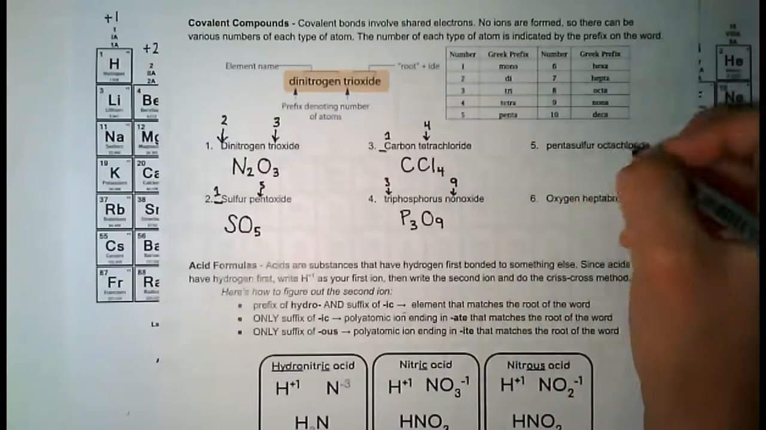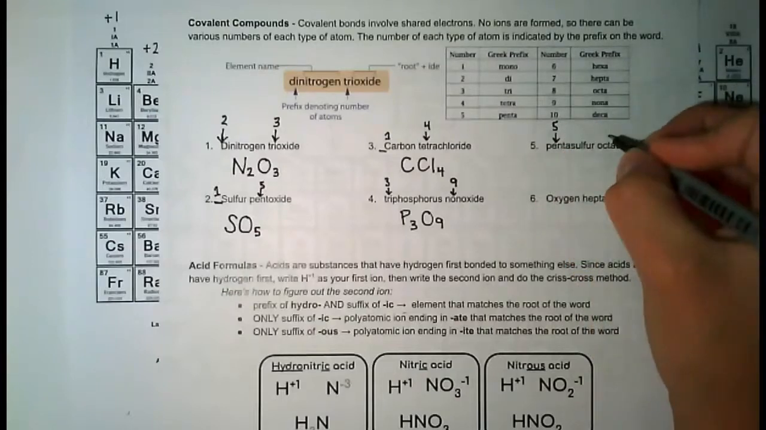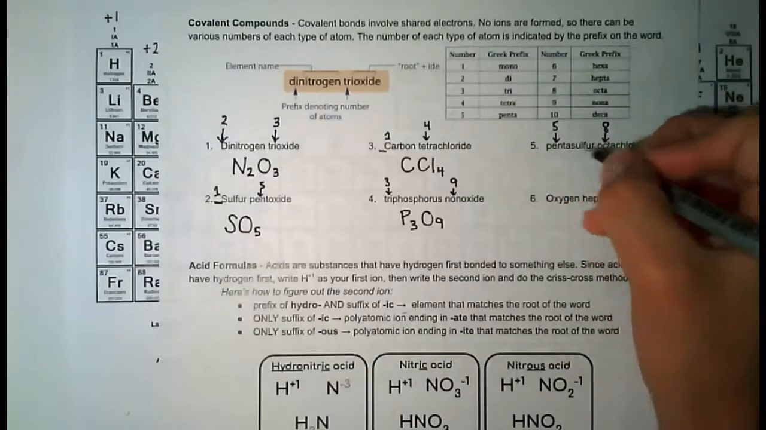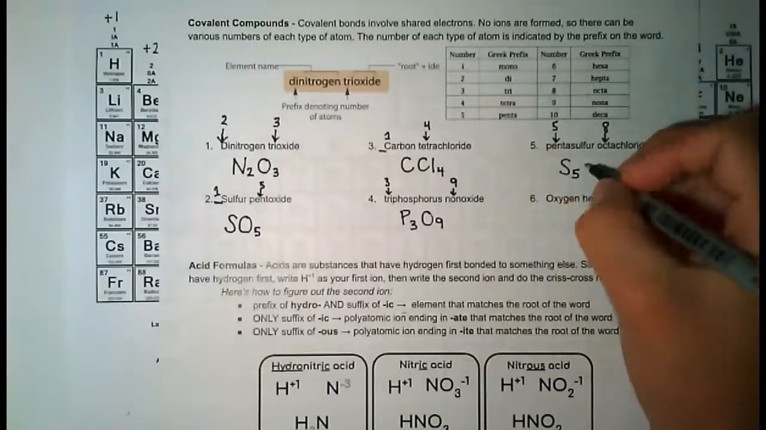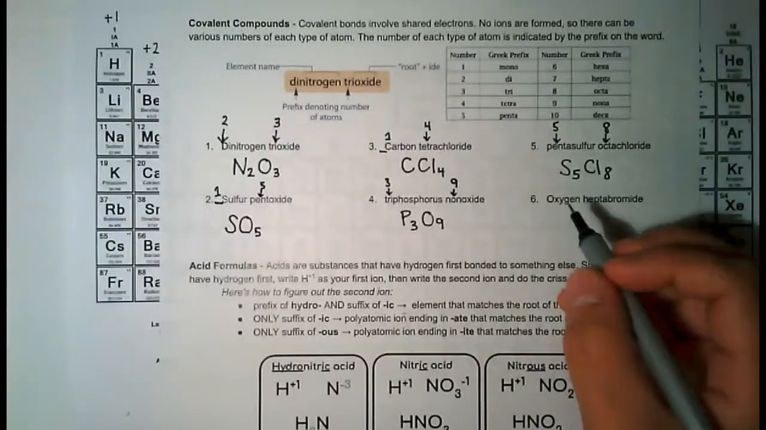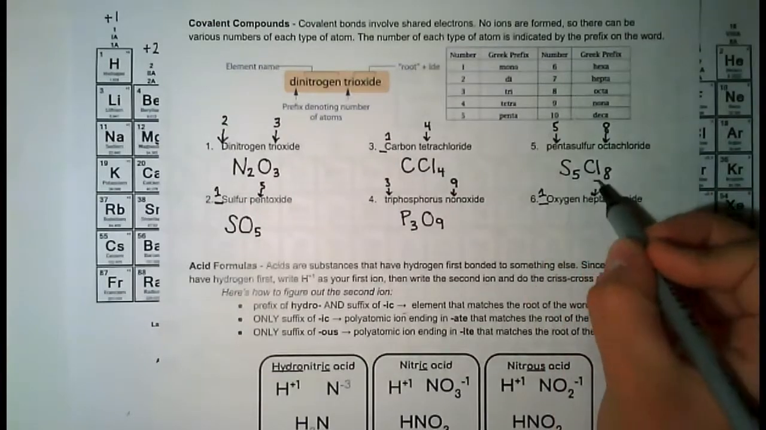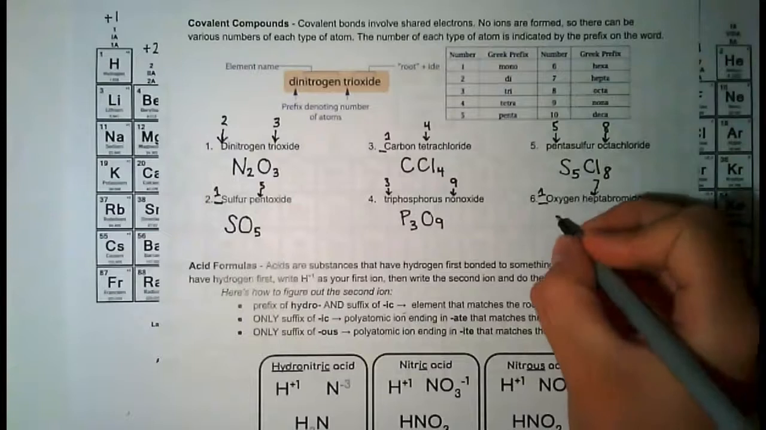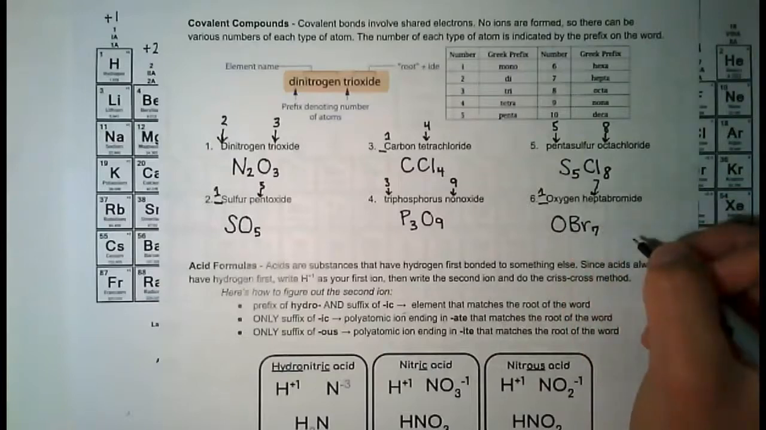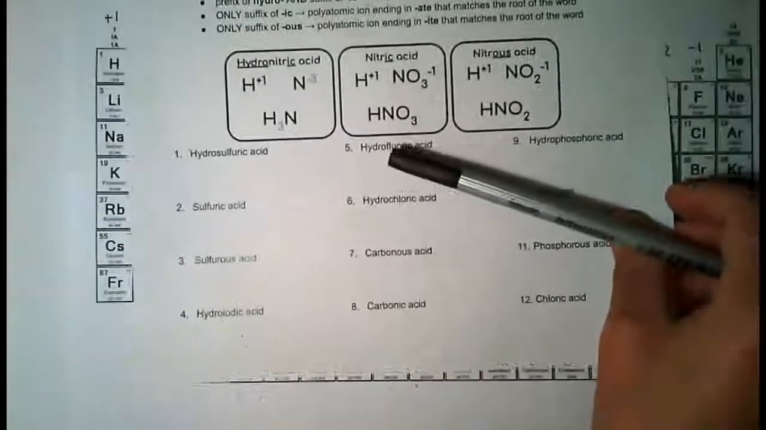Then we have pentasulfur octachloride. Pentasulfur, penta meaning 5, octa, of course, meaning 8. Think about an octopus. Pentasulfur, so S5, Cl8. And then last we have oxygen heptabromide. There's no prefix, so we know there's 1 oxygen. And then hepta means 7. So we have O, and then bromine, and 7 bromines. OBr7.